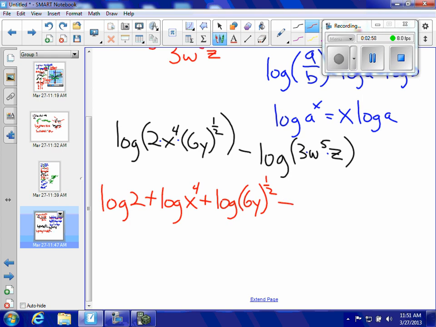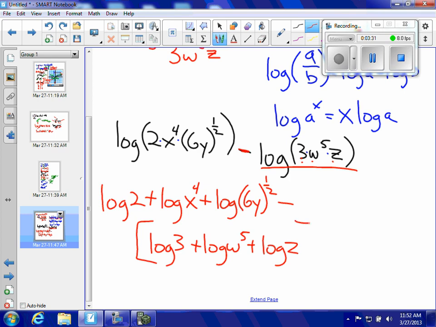Minus. Now, it's minus this whole logarithmic expression. So even though all the products here are going to be 3 plus w to the 5th plus z, it's all affected by this negative sign. So I think I would like to use a bracket. So I'm going to go log 3 plus log w to the 5th plus log z, and I will close my bracket. And every one of these terms in this part is impacted by that negative sign.